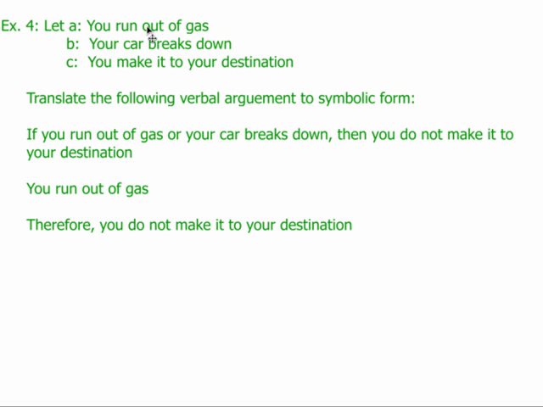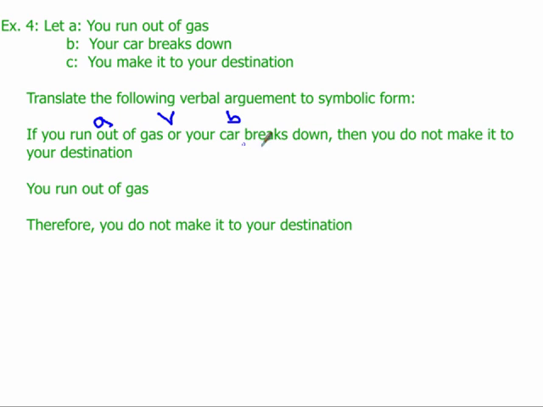Example 4 says, you run out of gas. Let A be you run out of gas. Let B be that your car breaks down. And let C be you make it to your destination. And I want to translate this verbal argument into symbolic form. Okay, let's see what happens. It says, if you run out of gas or your car breaks down. Well, let's go through this. Run out of gas, that's A. Or, that's this upside down sort of V shape. Your car breaks down, that's B.